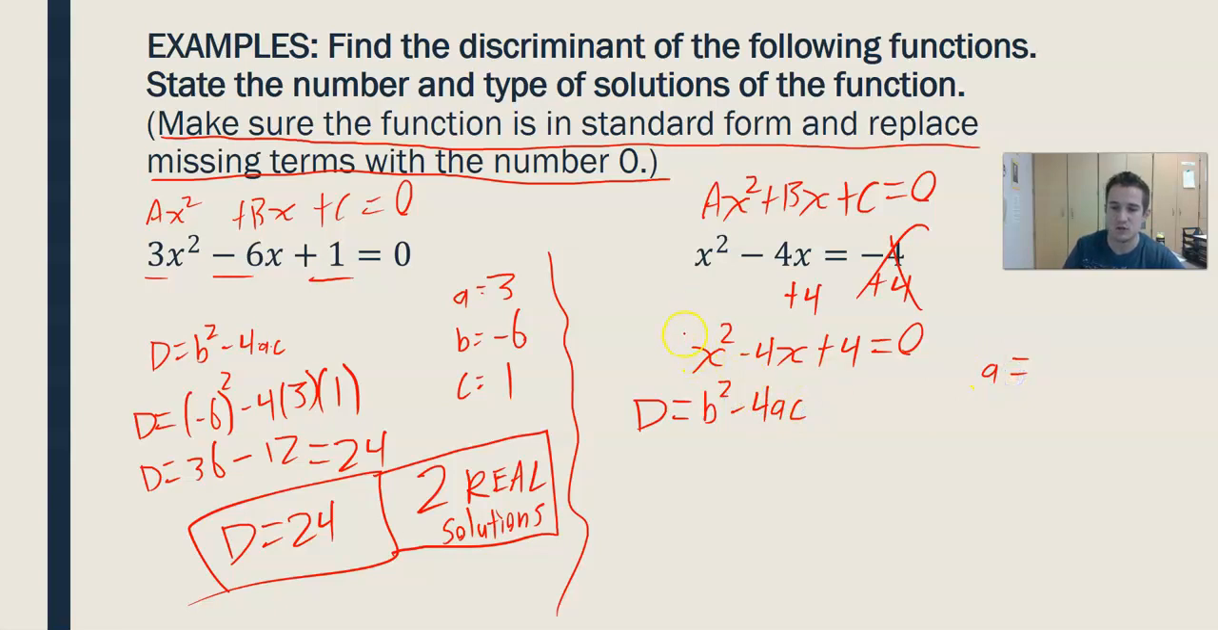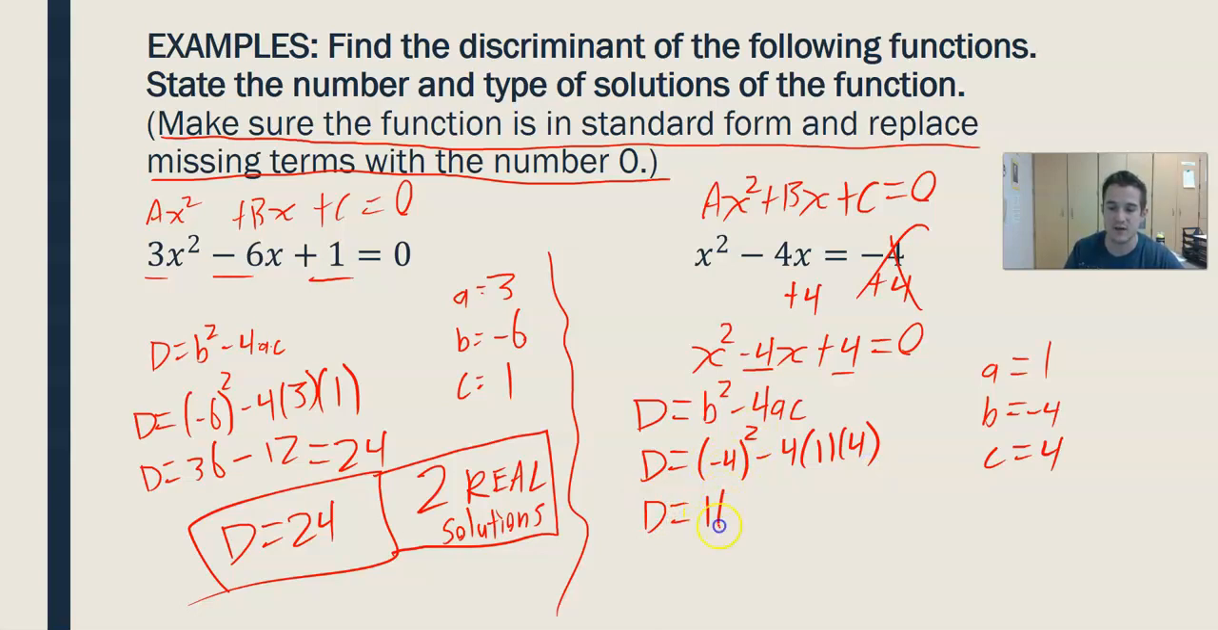So I need to find the discriminant, which is b squared minus 4ac. A is equal to the number in front of here, which is 1. B is equal to negative 4, and C is equal to positive 4. Okay, let's plug those numbers in. D equals b squared, so negative 4 squared, minus 4 times A, which is 1, times C, which is 4. Okay, let's simplify this a little bit. D equals negative 4 times negative 4 is 16, minus 4 times 1 is 4, times 4 is 16. So 16 minus 16 equals 0.